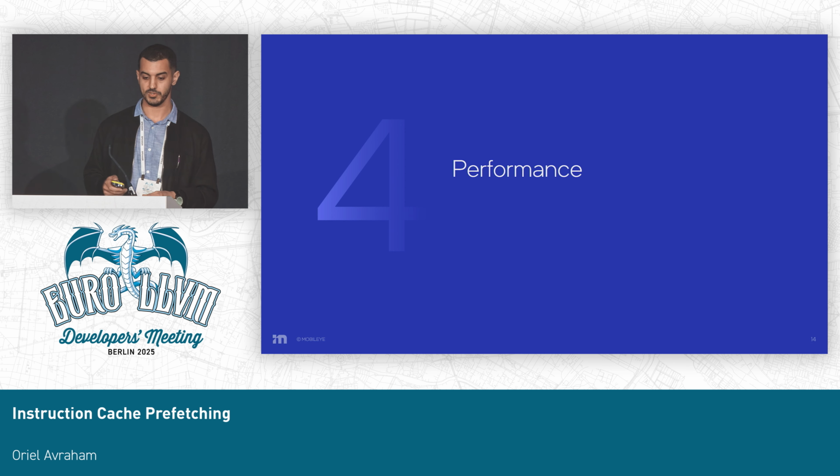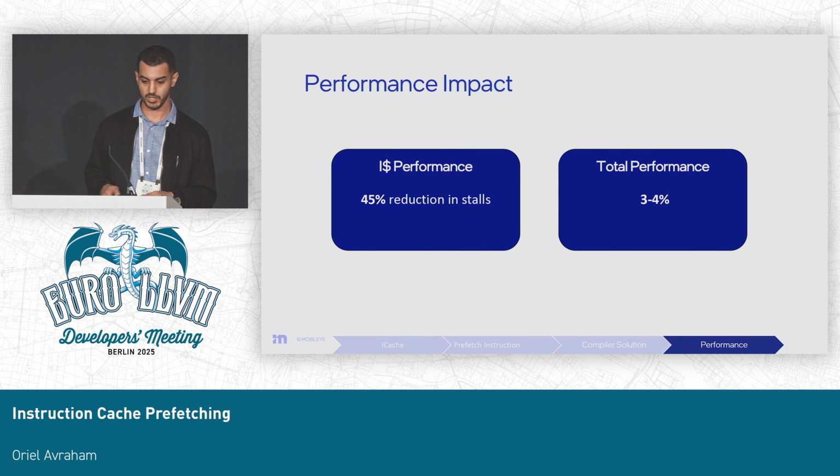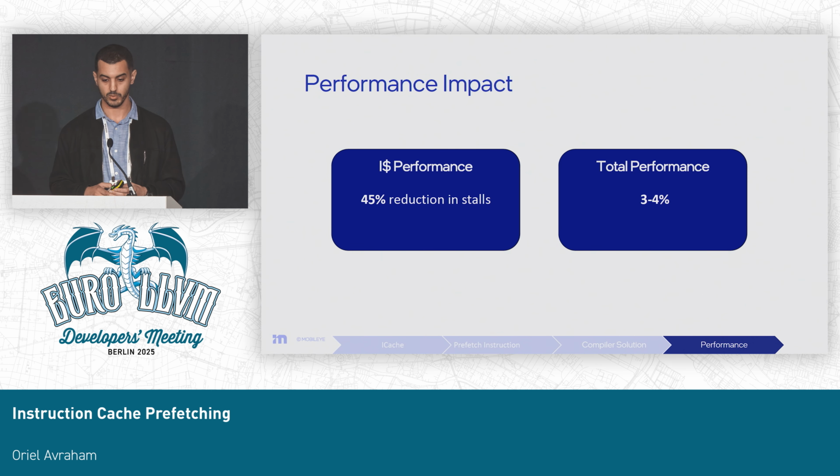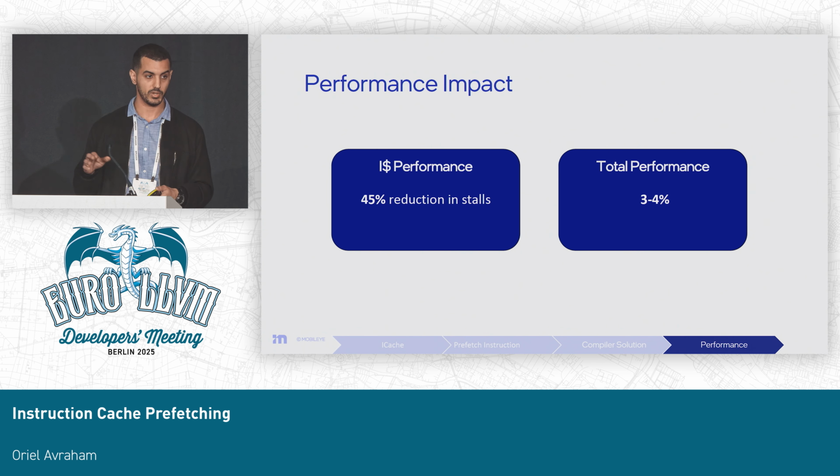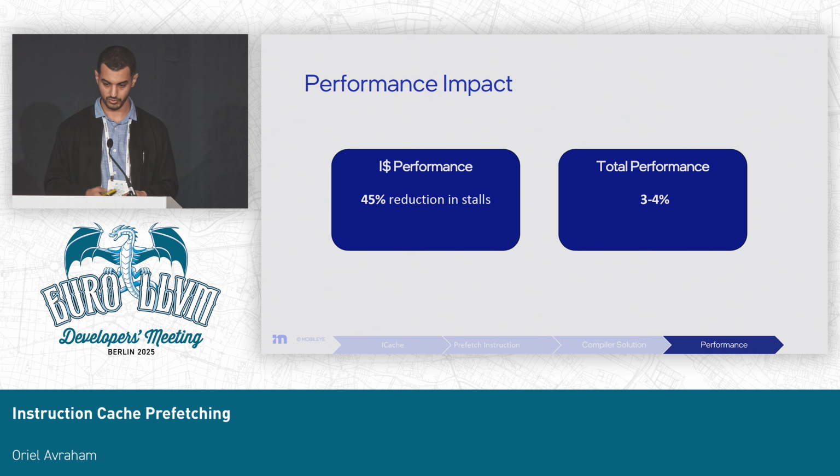So when it comes to the performance that we managed to get from this optimization, when it comes to the instruction cache performance, we managed to get a 45% reduction in stalls caused by instruction cache misses. And we are not aggressive at all, so the more aggressive you are, the better numbers you can get. But for our workloads, we even got better numbers, and it mattered the most. And when it comes to the total performance, we got between 3 to 4% of total performance gains in cycles. And it's all up to you, by the way. Basically, the more we suffer from instruction cache misses, the more potential there is for this optimization, so keep that in mind.